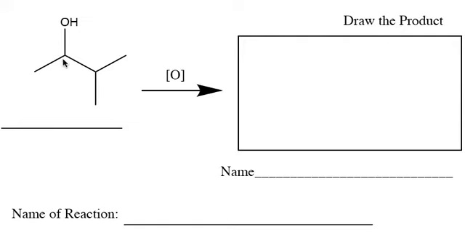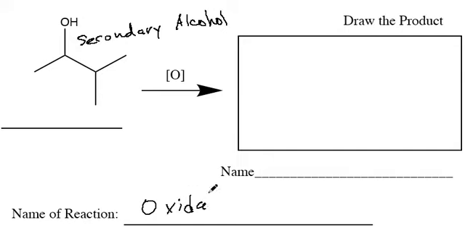This is the oxidation reaction of an alcohol. And in this case, we have a secondary alcohol. So we're doing oxidation, and we have oxidizing conditions. Those oxidizing conditions are represented by the O in brackets above the arrow. So we have our secondary alcohol, and we can name our secondary alcohol.